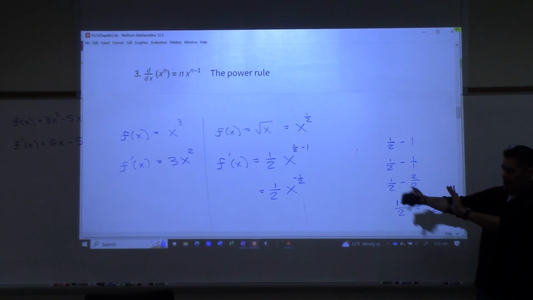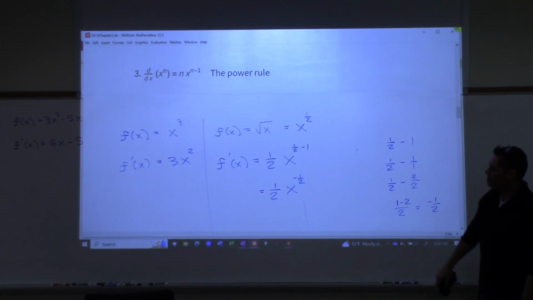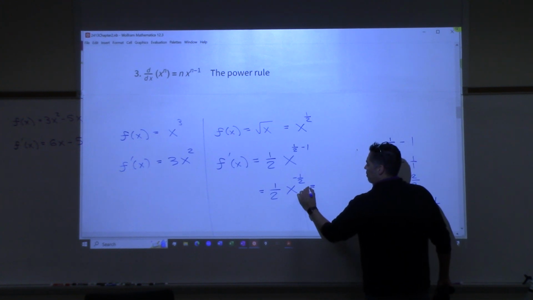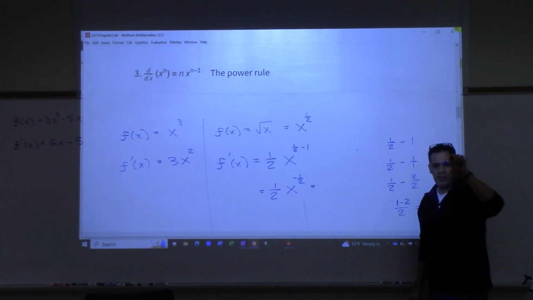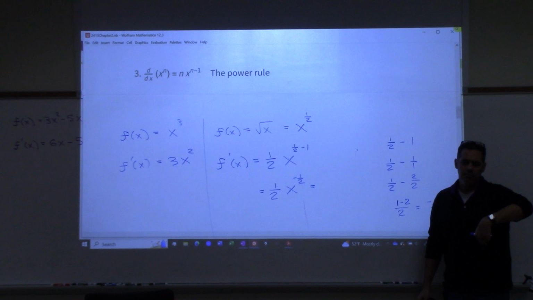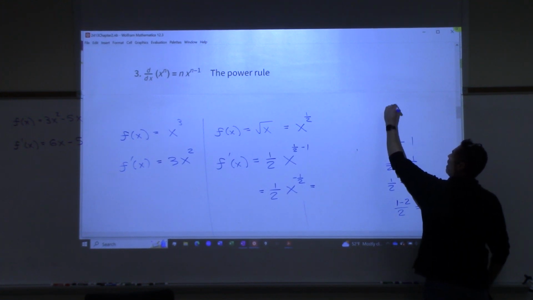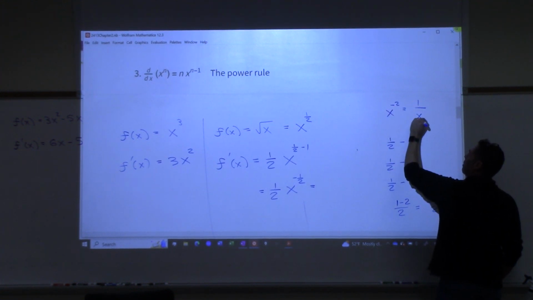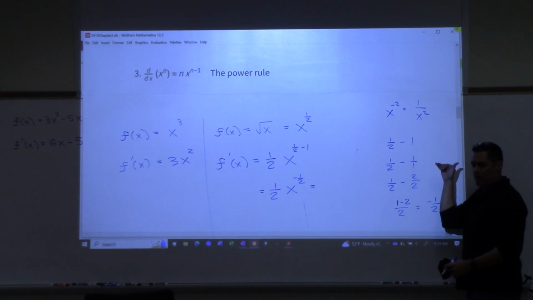Now, I'm done. That's the derivative. But I want to point something out. Do y'all remember that whenever you have a negative exponent, it means you can drop it down to the denominator? Like if you wrote down x to the negative 2, that's the same as 1 over x squared. Negative exponents drop down.